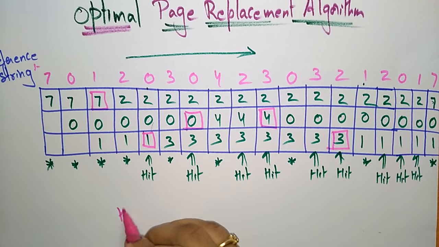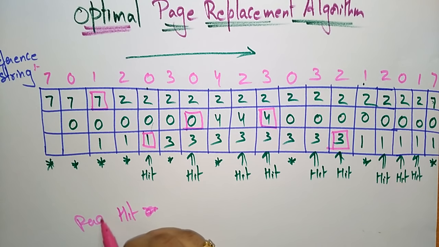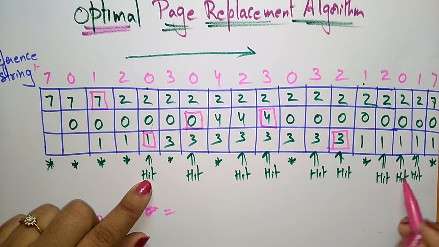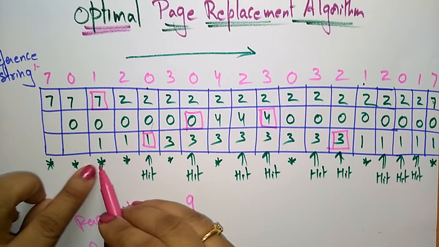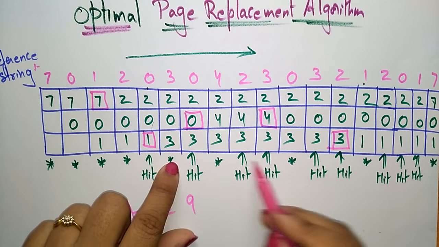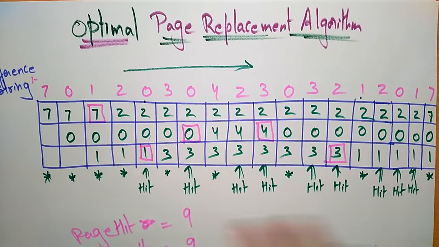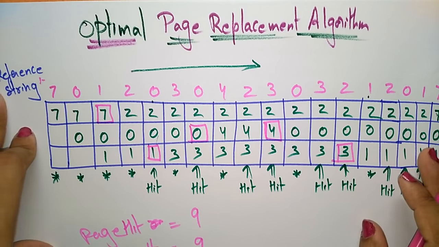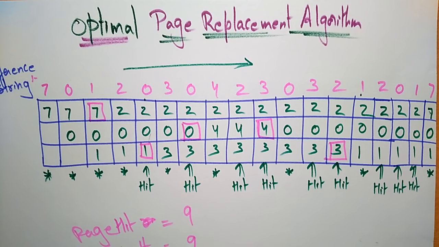So here, what is the hit ratio? Let's count the page hits. The page hits are 1, 2, 3, 4, 5, 6, 7, 8, 9. 9 page hits. What are the page faults? 1, 2, 3, 4, 5, 6, 7, 8, 9. So 9 page hits and 9 page faults in this reference string. So the hits and faults will change based on the reference string that the user is given. So this is about the optimal page replacement algorithm. Thank you.